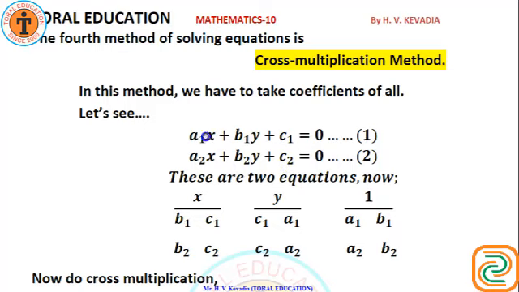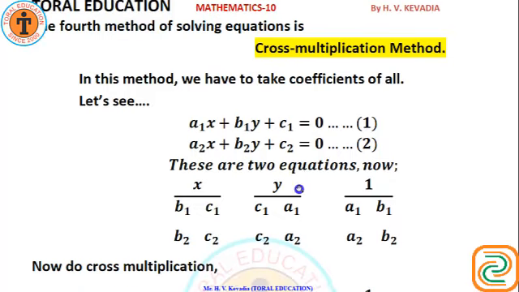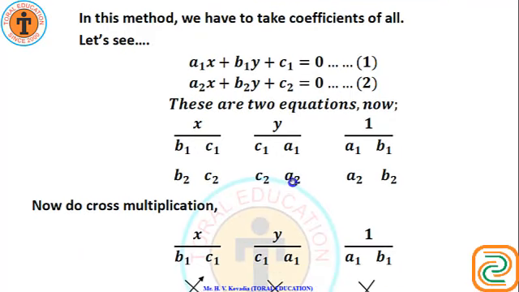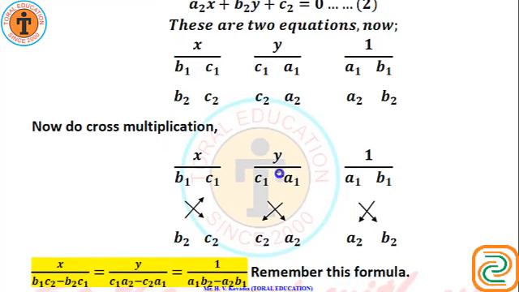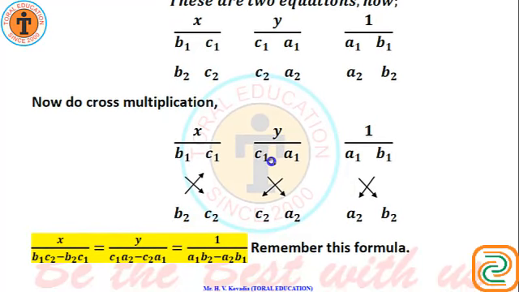So first remove this and take b1, b2, c1, c2. Then remove this, take c1, c2 and a1, a2. Third one, remove this and take only a1, a2, b1, b2. I hope you will understand very well. Now what to do? Okay, here is the solution.